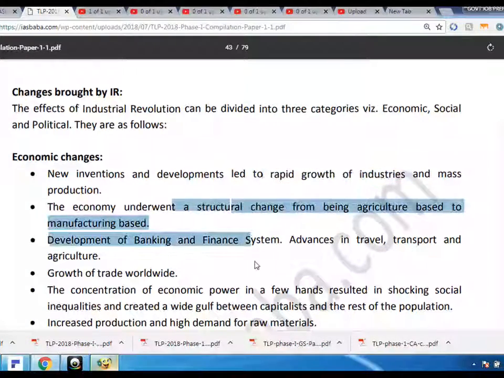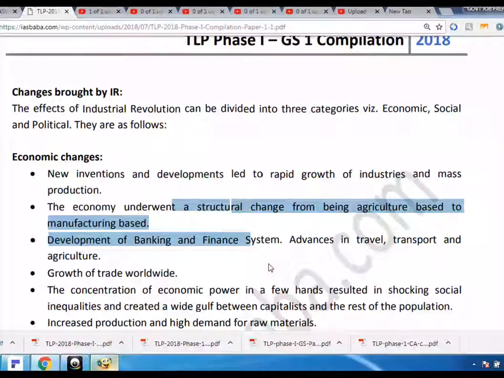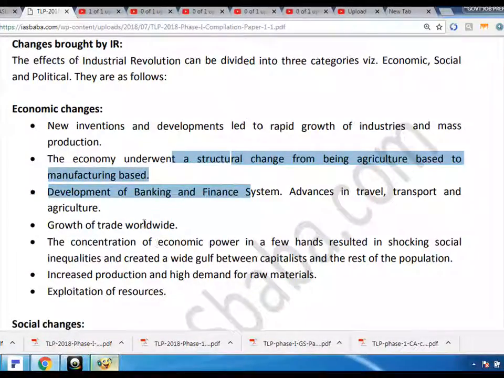Growth of trade worldwide. The concentration of economic power in a few hands resulted in shocking social inequalities and created a wide gulf between capitalists and the rest of the population. Increased production and high demand for raw materials. Exploitation of resources.